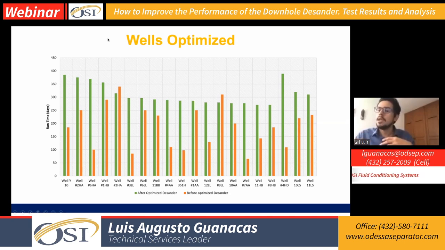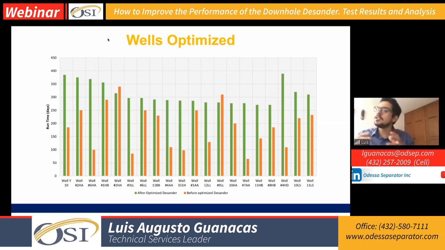If you see, for example, in well 7AA, the runtime was around 68 days. After installing a new desander with a new optimization, we were able to reach, and right now it's still running, more than 260 days. So sometimes, like Gustavo and I explained before, the well is going to be hit by an offset well or a child well. And if you don't have the accurate metallurgy, or the hillets that you are using right now are not the proper ones, you are going to have really difficult problems dealing with sand.